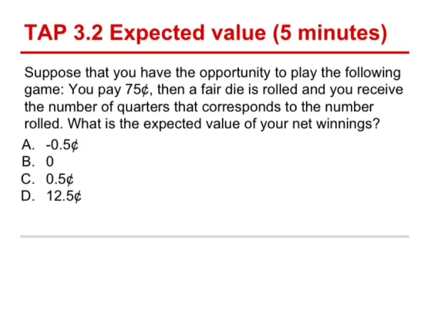I have this game that I imagined. I could pay 75 cents, or you could, and then somebody rolls a fair six-sided die, and fair just means every side has a 1/6 chance of turning up. And then what's going to happen is if a 1 turns up, you get 1/4, a 2 turns up, you get 2/4, etc. And then what is the expected value of your winnings?